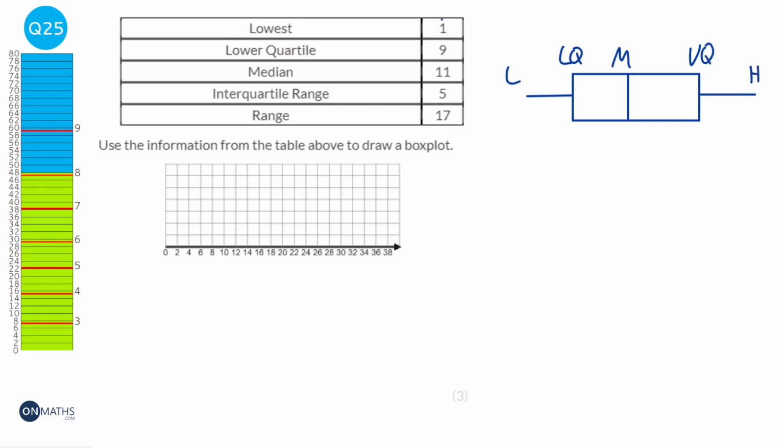So lowest value is at 1 on this one, and normally we just put a little line at the end here. So we're going to put a line at 1, and I'm just going to put that line there. Ooh, a little bit further to the right. There we go. And our lower quartile is 9, which is where the box starts. So we're just going to start a box there. We're just going to connect these up. There we go. And our median is 11, so we're just going to show that.